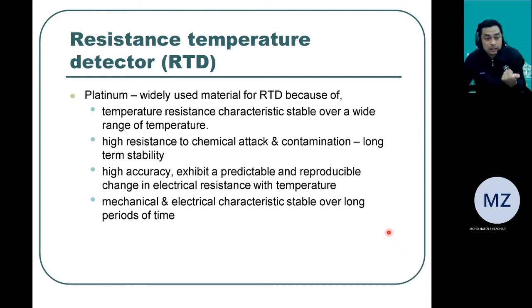So usually RTDs use platinum because it has temperature resistance and is stable for a wide range of temperature. It has resistance to chemical attack and contamination, and it has high accuracy, with predictable and reproducible changes in electrical signal. So platinum is commonly used for the RTD.